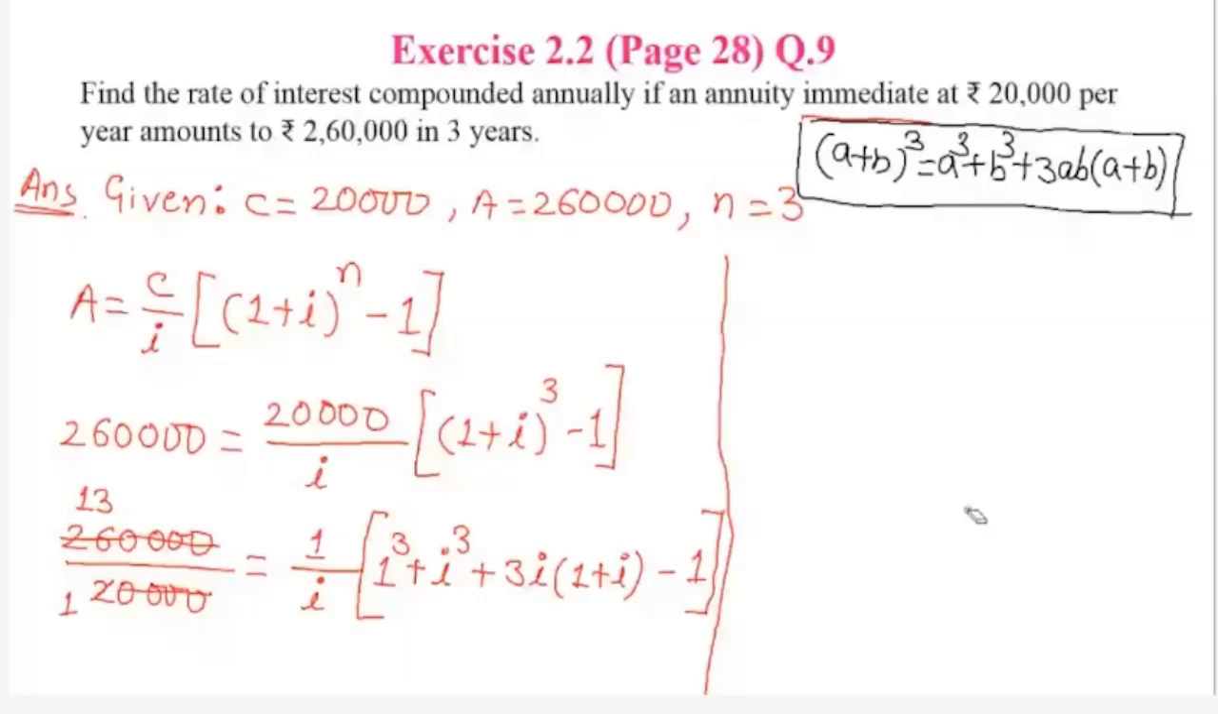Dhruv, no problem on this left hand side, right? Any doubt on the left hand side? If yes, I'll explain that also. Now, here, can you see 13, Dhruv? This 2,60,000 divided by 20,000, you got 13. Agreed?